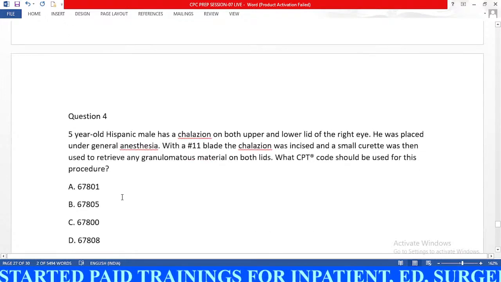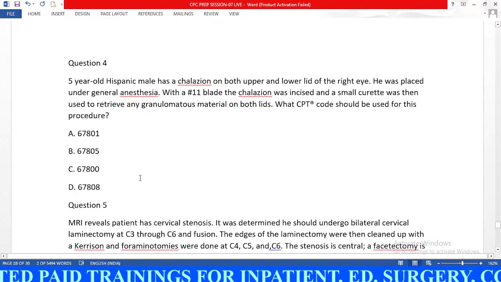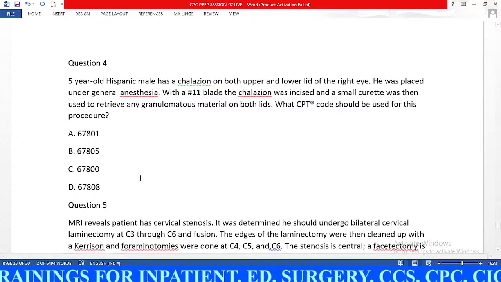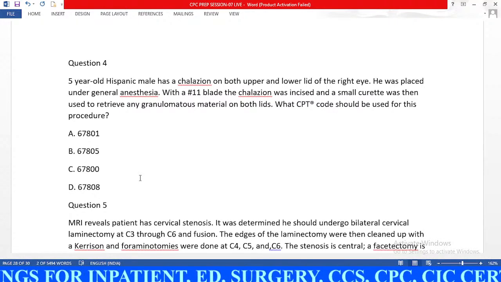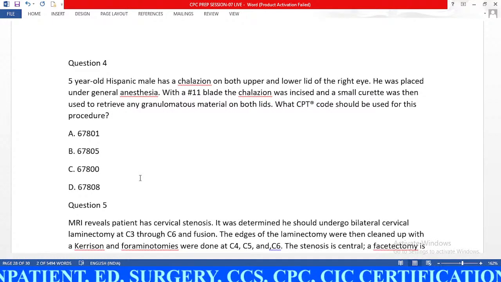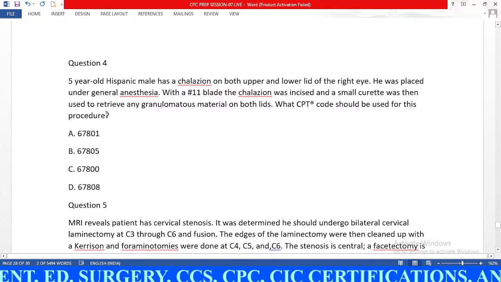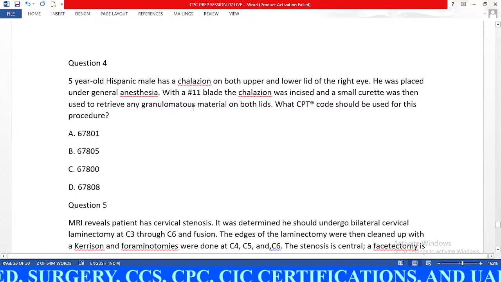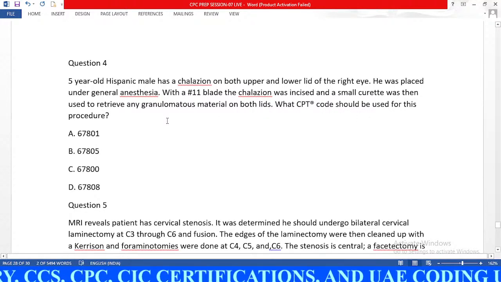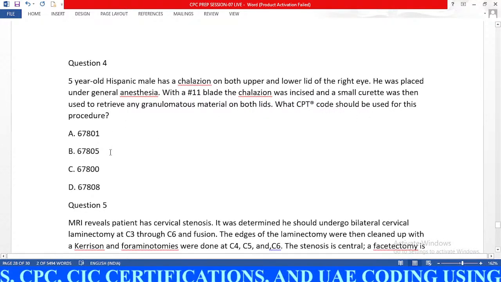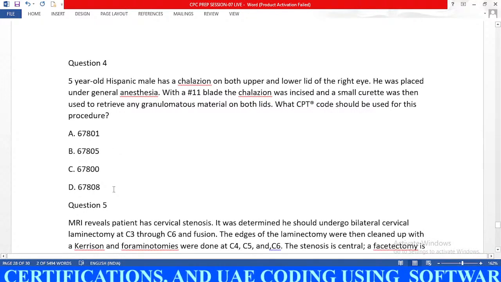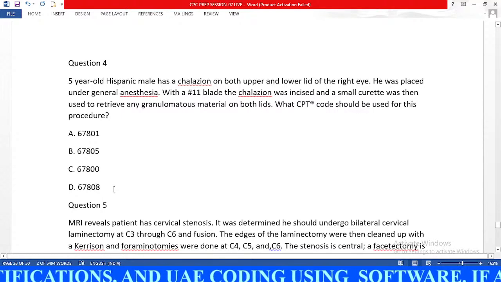So we'll go ahead with the fourth question. A 5-year-old Hispanic male has a chalazion on both upper and lower lid of the right eye. He was placed under general anesthesia with number 11 blade. The chalazion was incised and a small curette was then used to retrieve any granulomatous material on both lids. What CPT code should be used for this procedure? 67801, 67805, 67800, 67808.